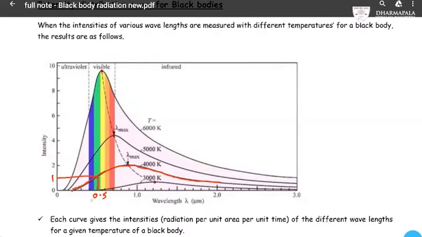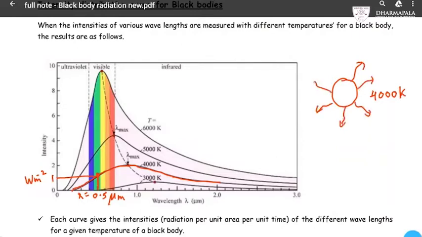If you take this point, there the wavelength lambda is 0.5 micrometers and the corresponding intensity is 1 watt per square meter. The idea here is, if you take a certain black body which is at temperature 4000 Kelvin, it will emit radiation. All the radiation will be emitted there.